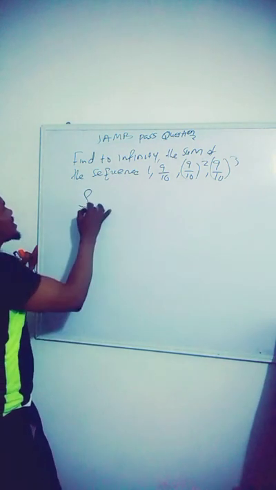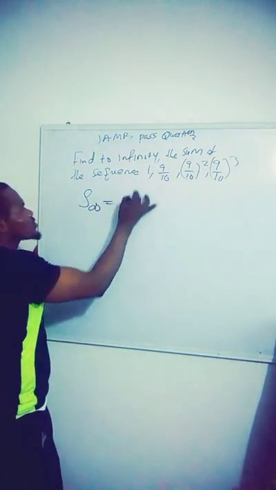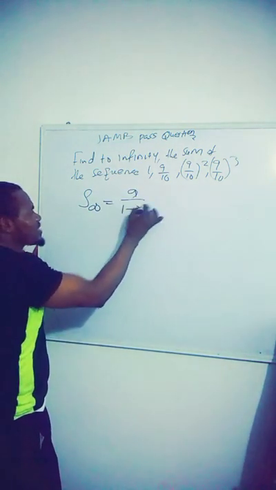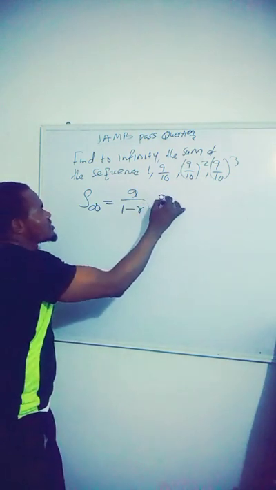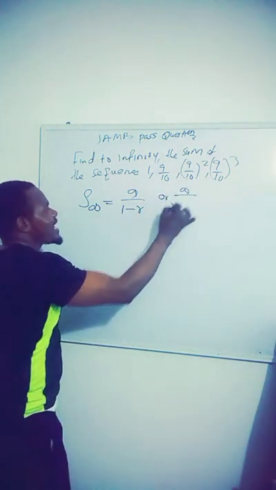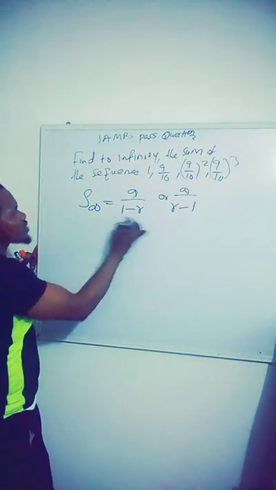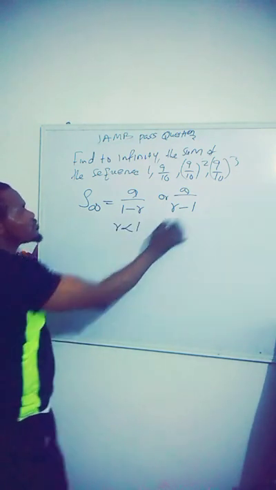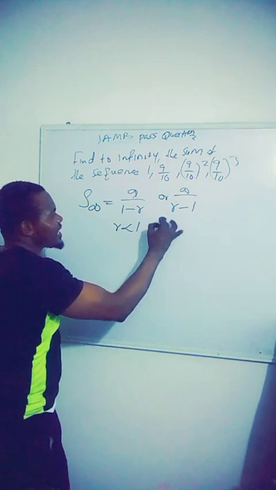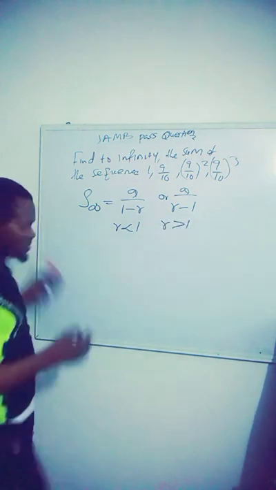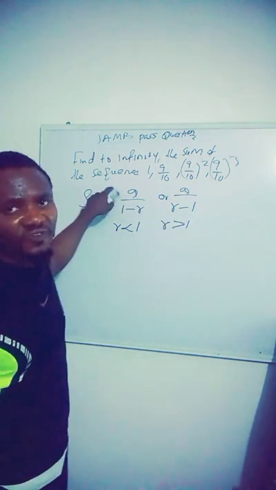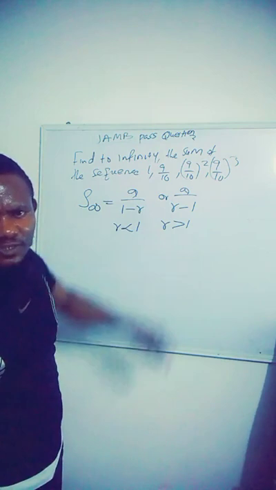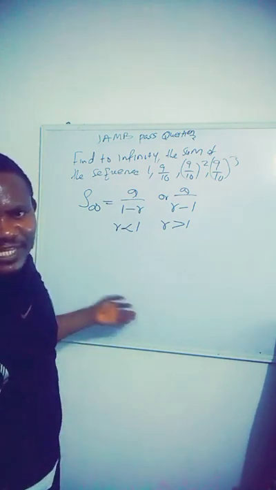The sum to infinity is equal to a over 1 minus r, or a over r minus 1. You make use of the first when r is less than 1, and the second when r is greater than 1. So this is the formula for the sum to infinity.